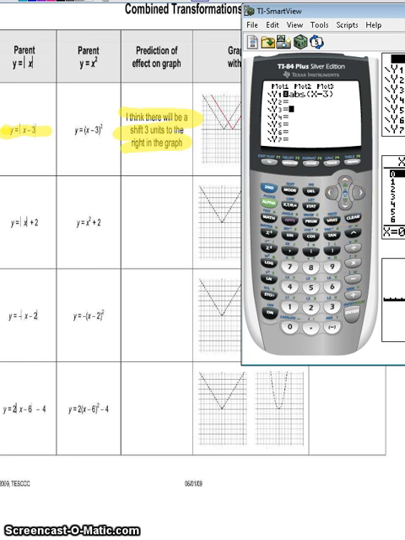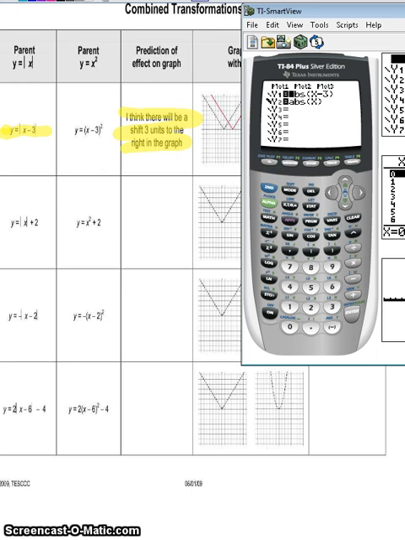Then I'm going to go down. And remember, I want to know how this differs from what? My parent function. So I'm going to go ahead and put my parent function here, which we talked about before as well. I'm going to hit second catalog, absolute value, and put the absolute value of x. I'm going to go ahead and bold this because we talked before about wanting to differentiate between the two. So now I'm going to graph it. And remember, the bold one is my absolute value parent function. So I can see that it actually shifted 3 units to the right, which is exactly what I predicted.